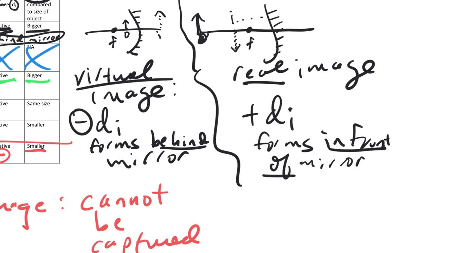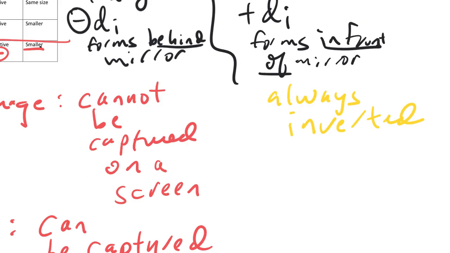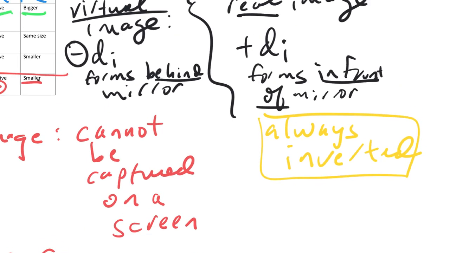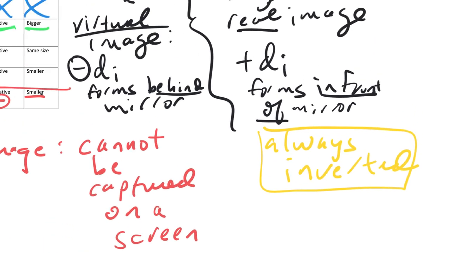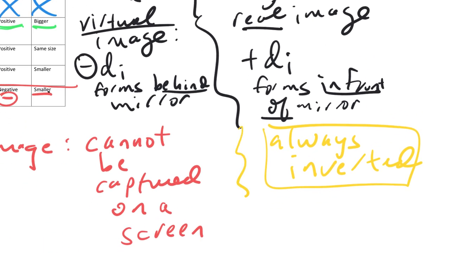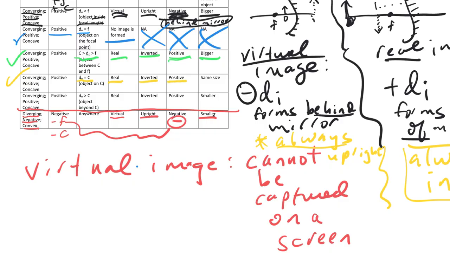Okay, so I should say that right here. And that's true for mirrors and lenses. Whenever you have a real image, it'll always be inverted, whereas whenever you have a virtual image, it's always upright, for mirrors or lenses. So you can see the distance of the image will be positive because it's in front of the mirror, and it's the same size in this case.